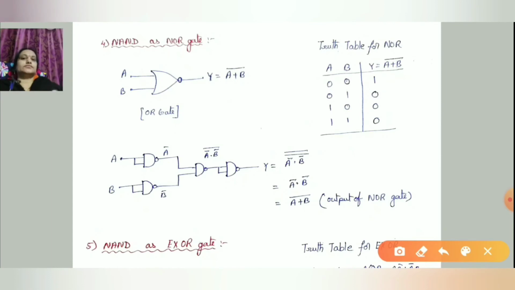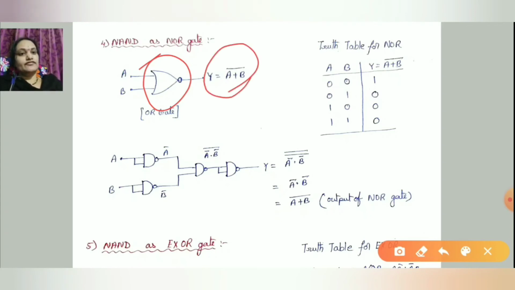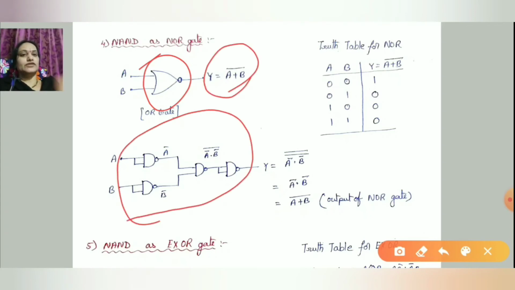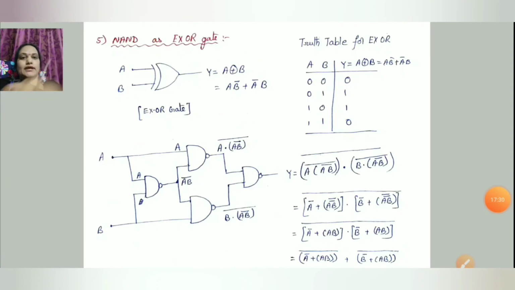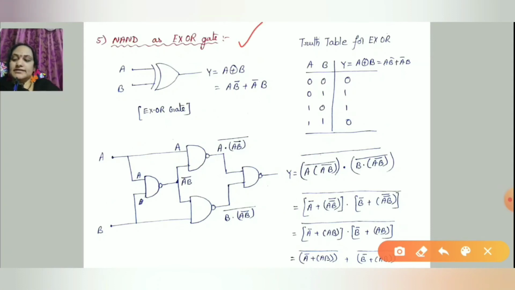So, without using NOR gate, we got its expression from this circuit. Okay, by using NAND gates only. Thus, we can say that NAND gate acts as NOR gate. Now, let me explain how NAND gate can be used as XOR gate.